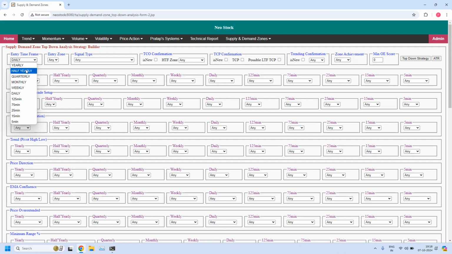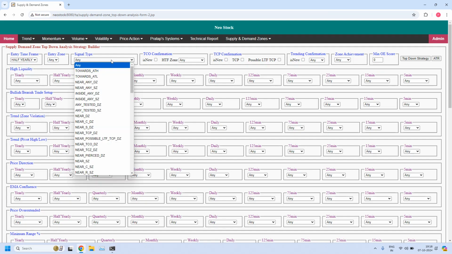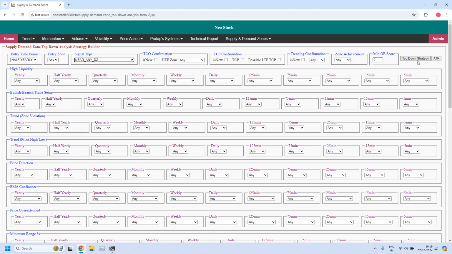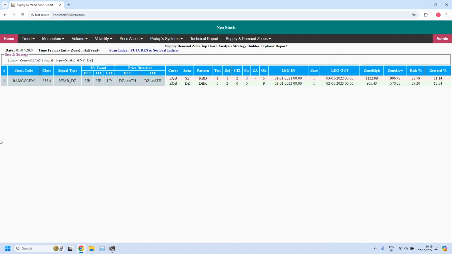Okay, let's start with half-yearly time frame. Let us find the stocks near half-yearly demand zone. One stock is filtered. I'll be giving you only a few seconds to watch the report, so you need to pause the video. You can study all these parameters. You can also draw the zones in TradingView by taking leg in and leg out timestamps.